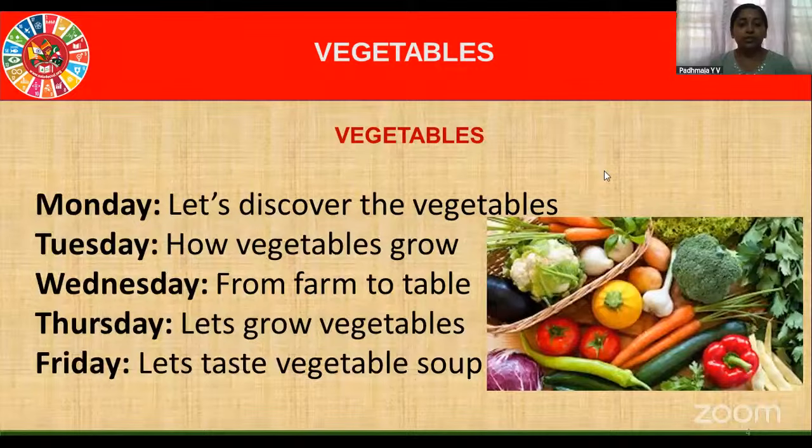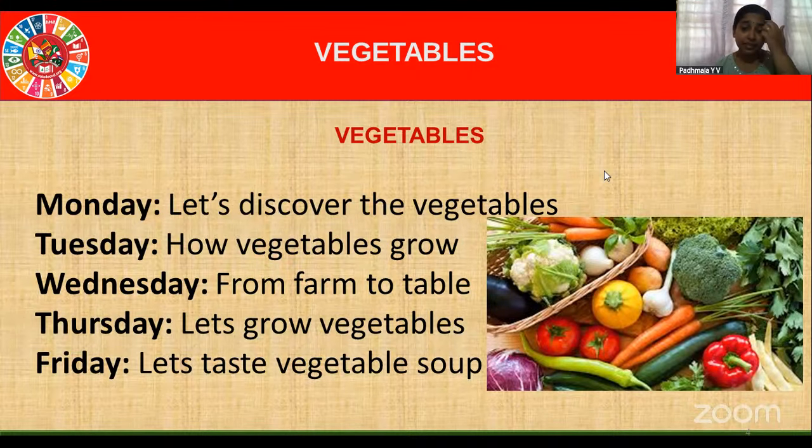Next is Wednesday, from farm to table. We eat vegetables every day, but when our mother cooks, we do not know how they are produced. We think, of course, the farmer will grow the vegetables. Then how they come, step by step, to our plate, that is what we are going to help children learn on Wednesday.